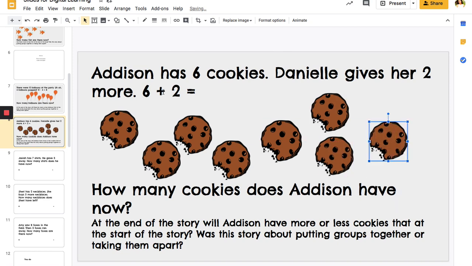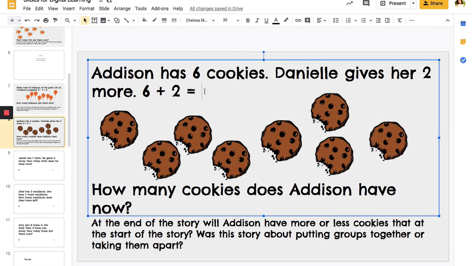So we have 6 and we added 2 more. Let's see how many we have now. 1, 2, 3, 4, 5, 6, 7. Yay, good job, me. Did I do something wrong? Oh no, what did I do wrong? I didn't count all of my cookies, and this is something that we all do a lot.